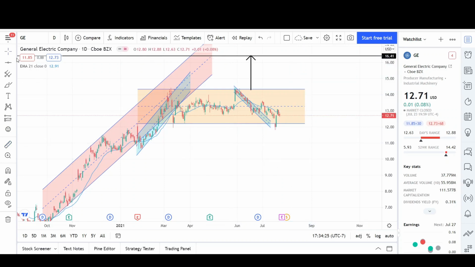Now, if price were to break to the downside, let's just say we don't go up to the upper side of the range, we just catch a lot of resistance about right here, and price is too weak, so it could sell off and break this channel, the range.